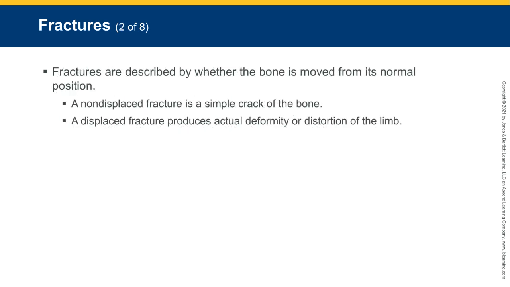Fractures can also be described based on whether the bone remains in its normal position. A non-displaced fracture is a simple crack that does not cause misalignment, whereas a displaced fracture results in a deformity or distortion of the limb. Displaced fractures often require realignment and stabilization.